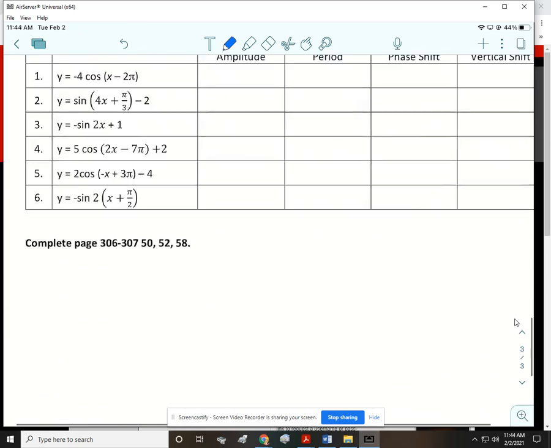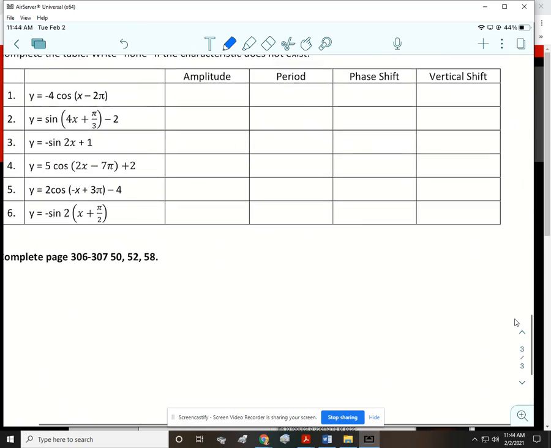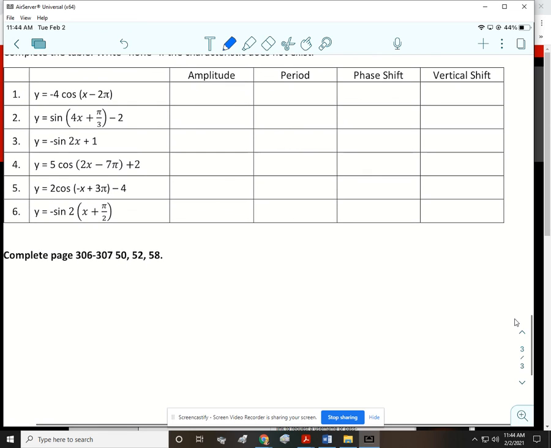Alright, so what I want you guys to do is this table and then 3 graphs out of the book.